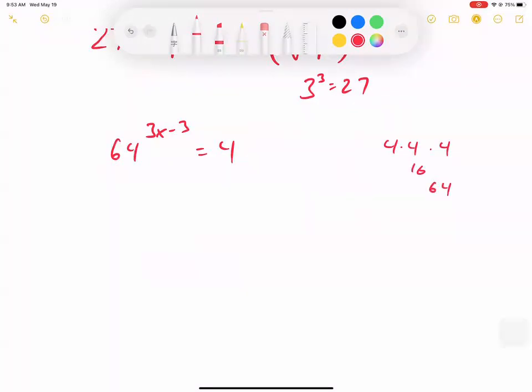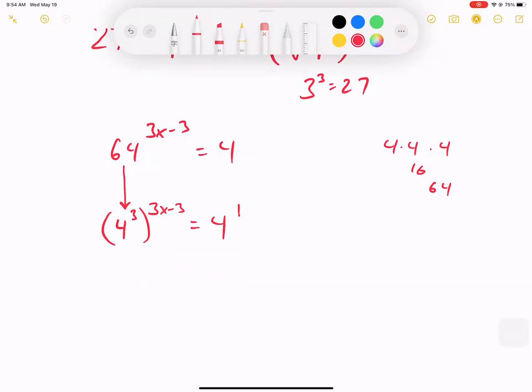So we're going to rewrite this so that they both have the same base. 64 is really 4 cubed. And then 3x minus 3 is equal to 4, and I'm going to write a 1 there so you guys can see that I have one 4. Now, please notice that I made 64 into 4 cubed. And this brings us back to our last problem. Now that they both have the same base, what do I do to those exponents, the 3 and the 3x minus 3? Add them, subtract them, multiply, divide? Hopefully you remember the rule.